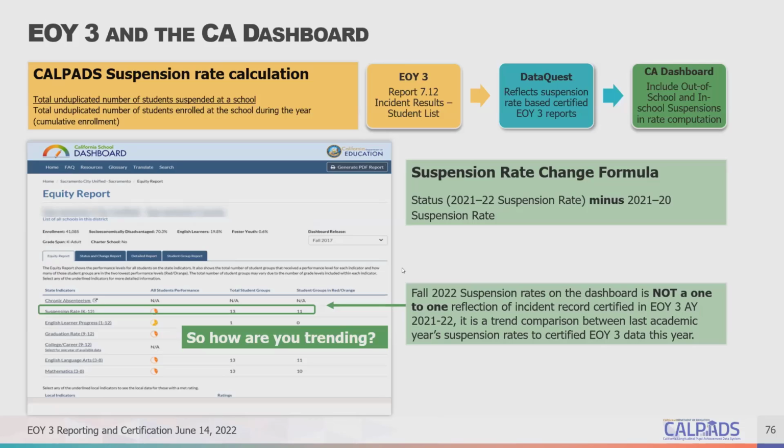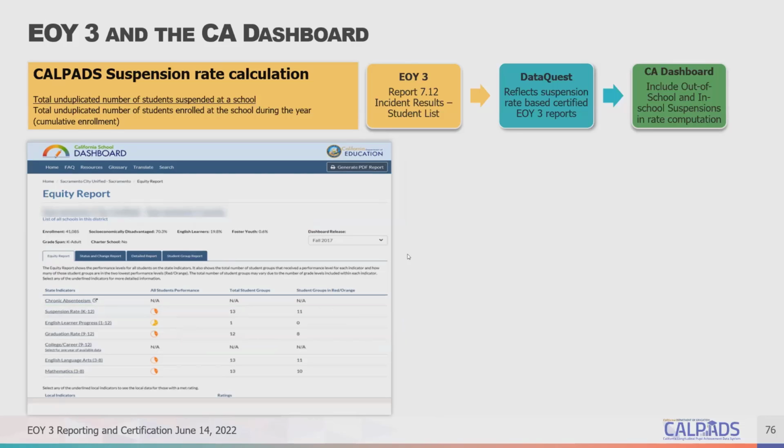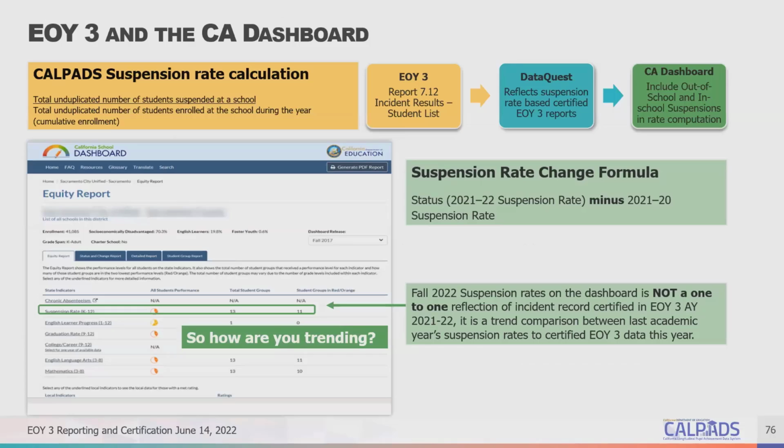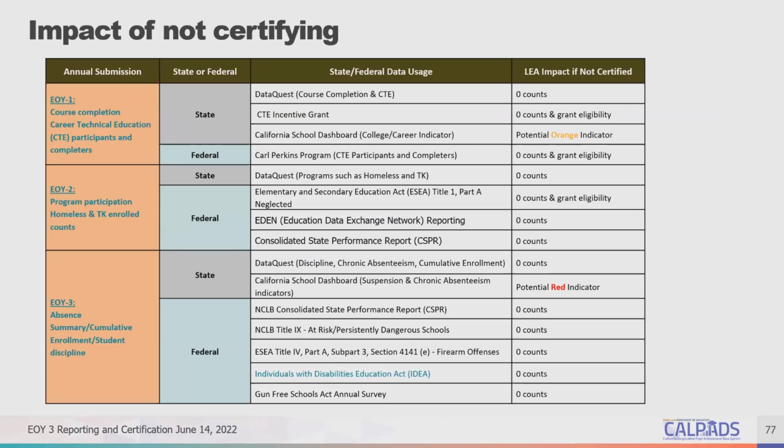Thank you, Karen. And then this, as Karen was saying, goes along with the suspension rate. We focus on these two because you have your STAS for chronic absenteeism and cumulative enrollment, and then you have your student incidents to report your suspensions, and then you have your cumulative enrollment. So these rates come from end of year 3 data, so it brings an importance. How your score is reflected, EOY 3 has a lot to do with that.